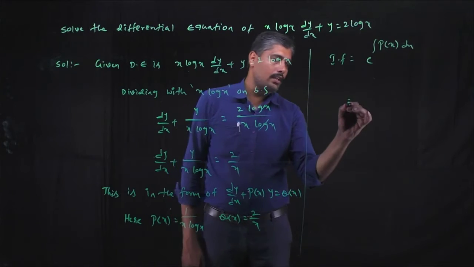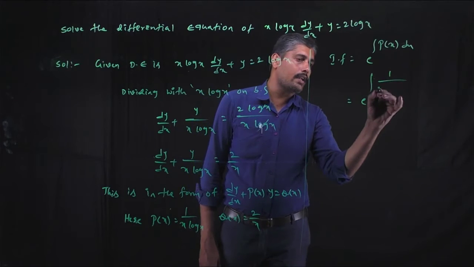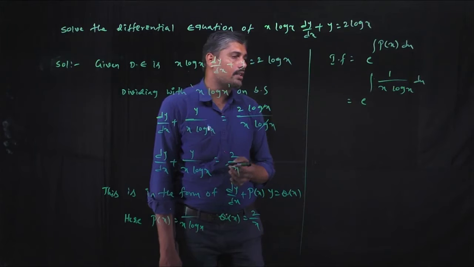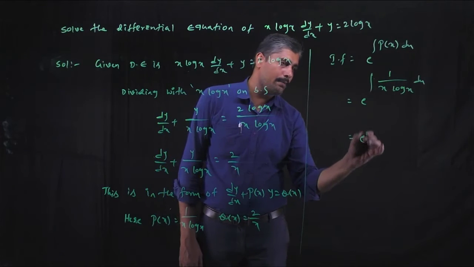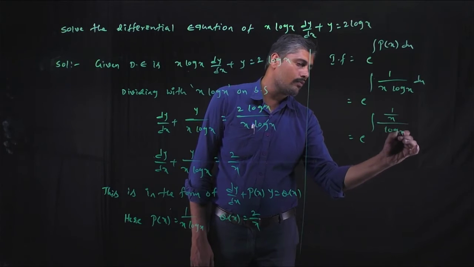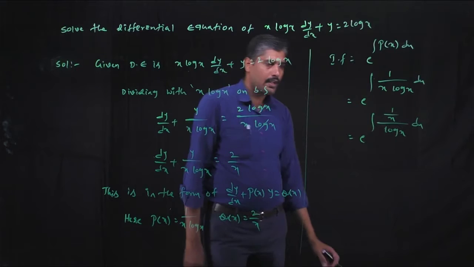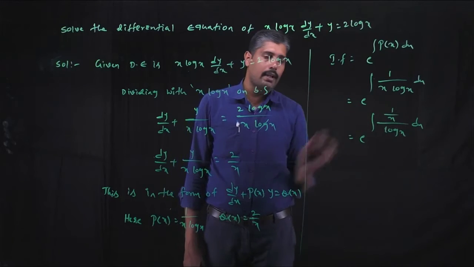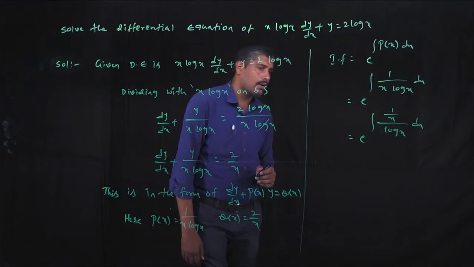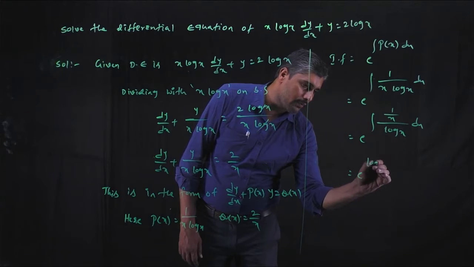That is e power integral, here p of x is 1 by x into log x dx. Right? How to solve this one? See, e power integral 1 by x into log x. This is in the form of f dash of x by f of x. Here derivative of log x is 1 by x. f dash of x by f of x, that's why equal to log of log x, e power log of log x.